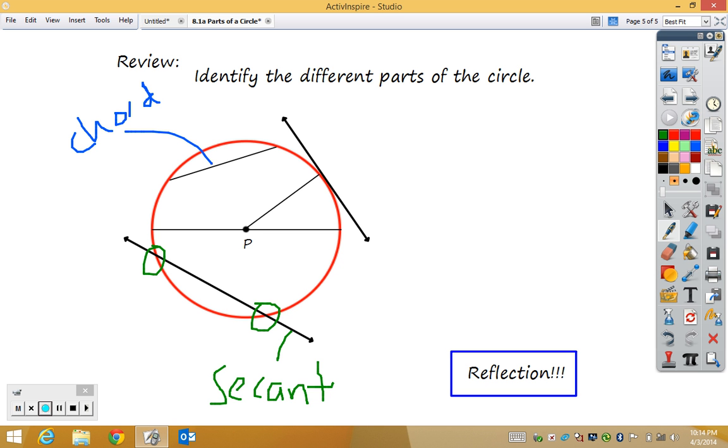We'll go with our point P. It is our center, so this would be called circle P. We have our segment here that again hits the circle in two points. So it's a chord, but it also passes through the center. So it is a diameter.